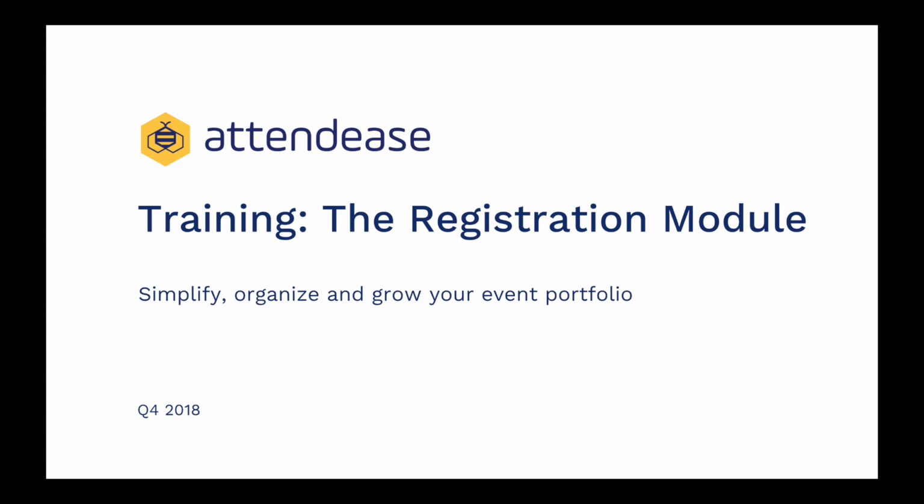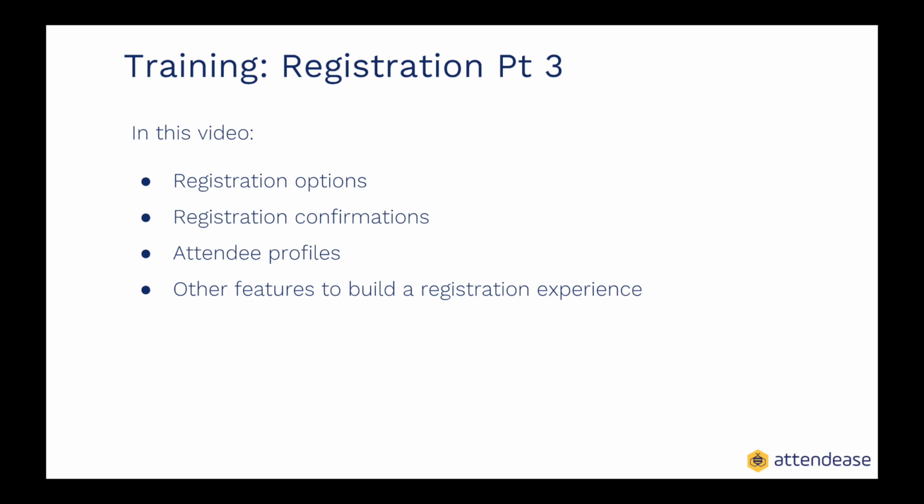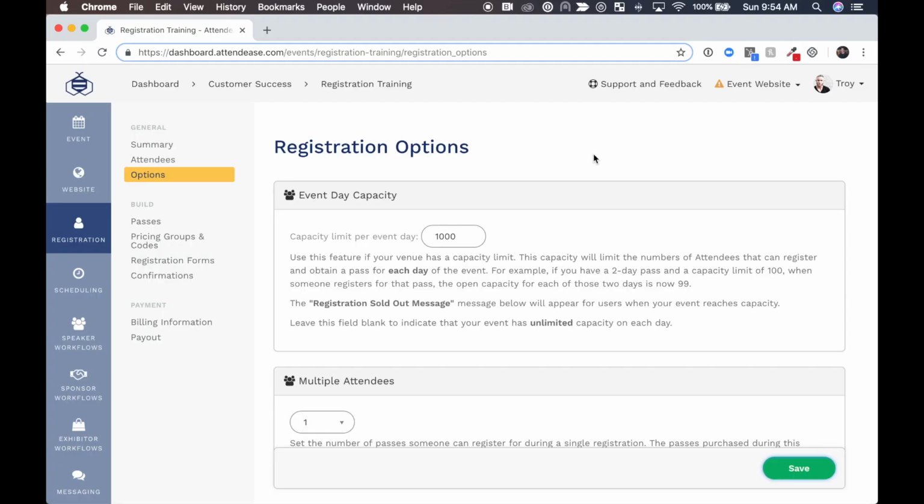This is part 3 of the Attendees Registration Training module. If you haven't seen part 1 and 2, I'd recommend you watch those first. In part 3, we'll be speaking about registration options, confirmations, attendee profiles, and other features that will help you build your registration experience. Let's start with the registration options screen.